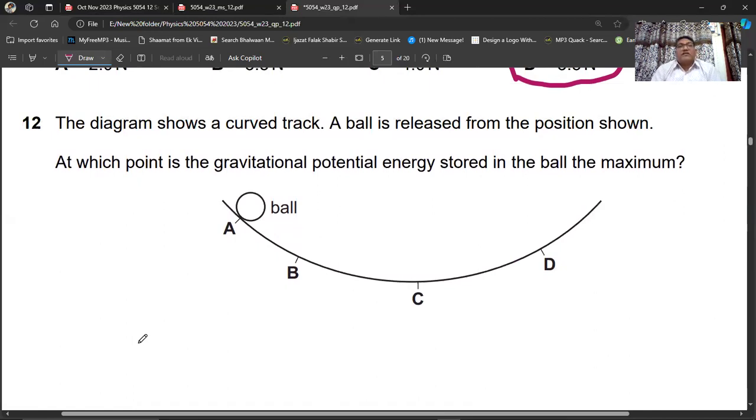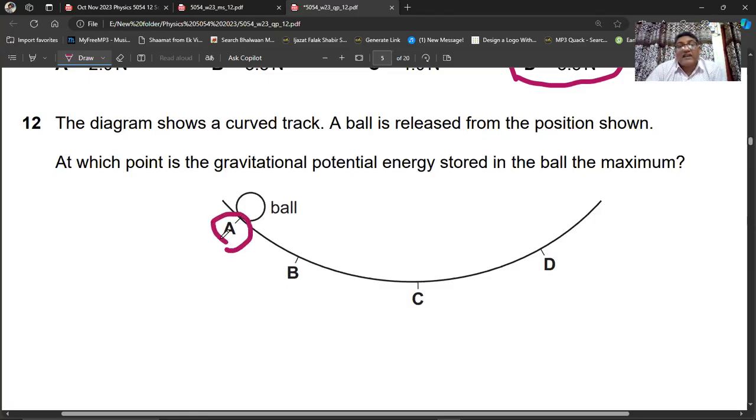Question number 12. The diagram shows a curved track. A ball is released from the position shown. At which point is the gravitational potential energy stored in the ball the maximum? You know the formula for gravitational potential energy is mgh. So it depends upon the mass and the gravitational field strength, and it also depends upon the height from the ground. So which point has the maximum height from the floor or the ground?